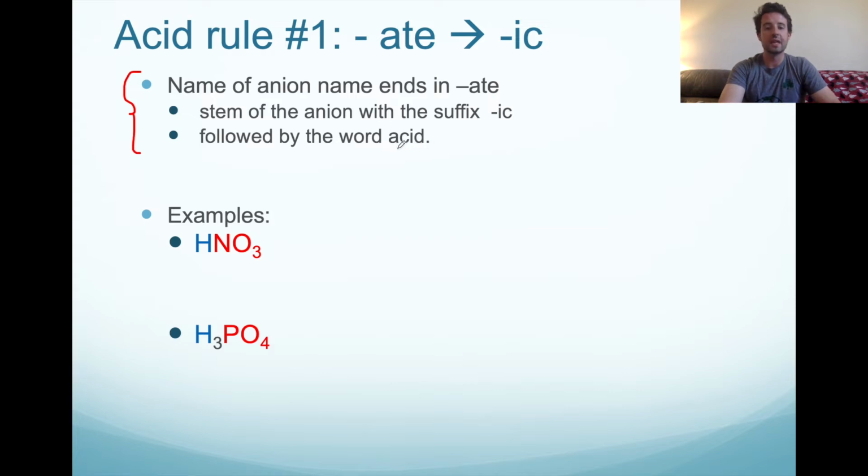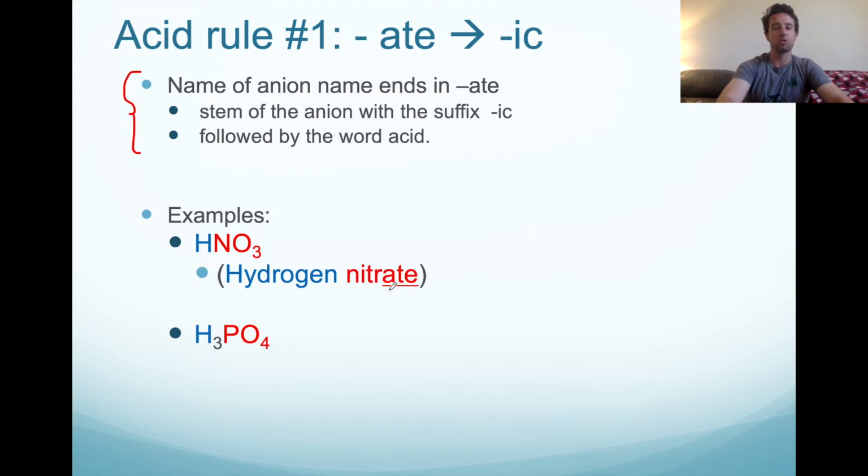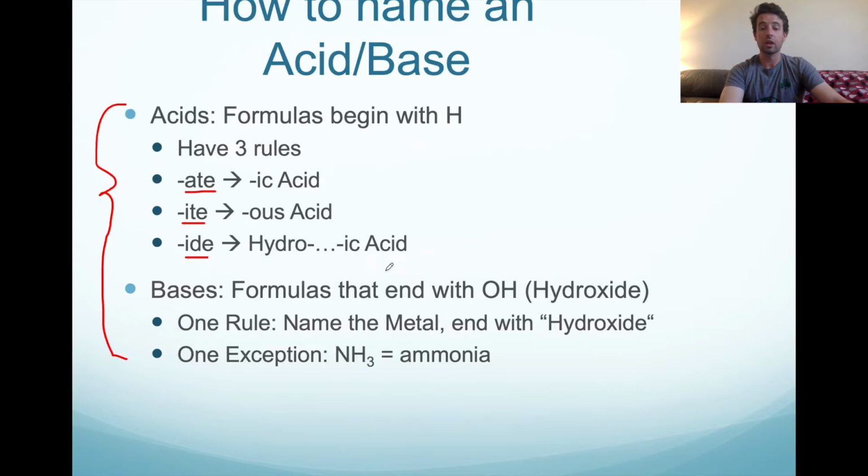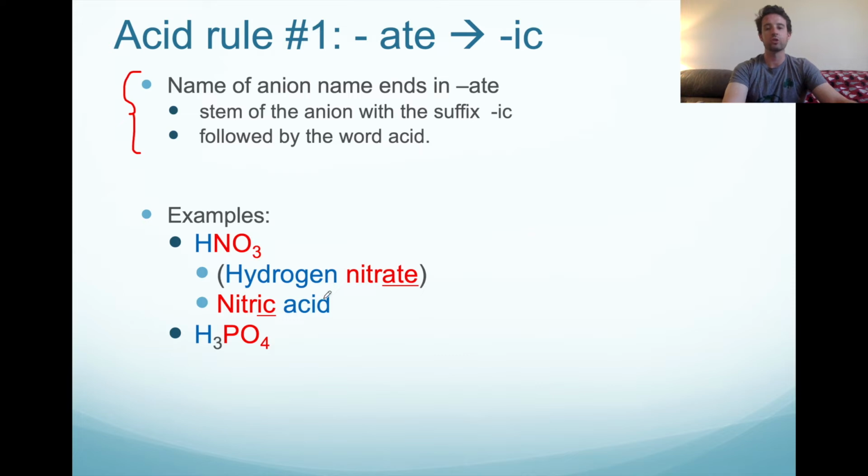So if we were to name this based on what we know, H is hydrogen, NO3 is nitrate. That's not the final name. That's just splitting those two up into what their names are. To turn this into an acid name, nitrate becomes nitric, and then the hydrogen part just tells you that you have an acid. So nitric acid is the final name.